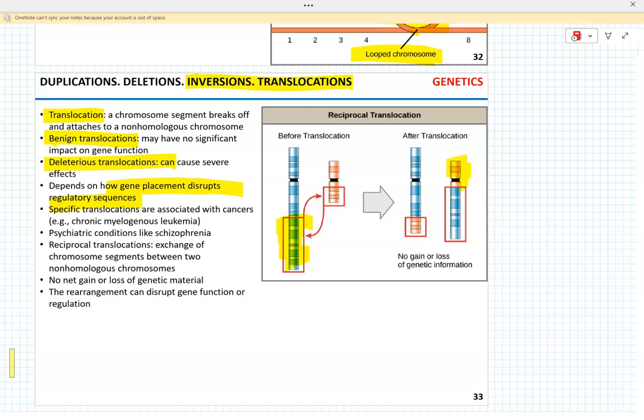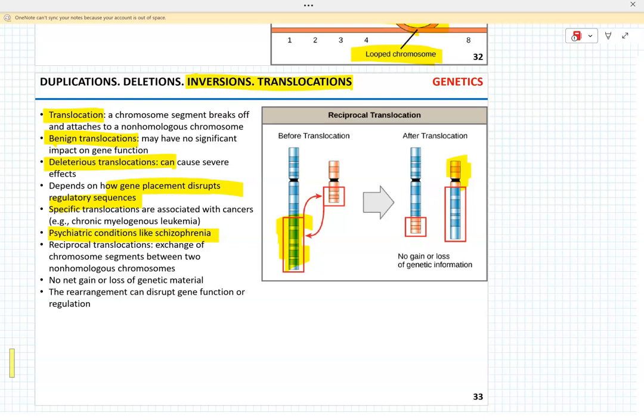There are specific translocations that are associated with cancers, for instance chronic myelogenous leukemia, when translocation results in overexpression of the genes stimulating abnormal cell growth. They're also associated with psychiatric conditions like schizophrenia.